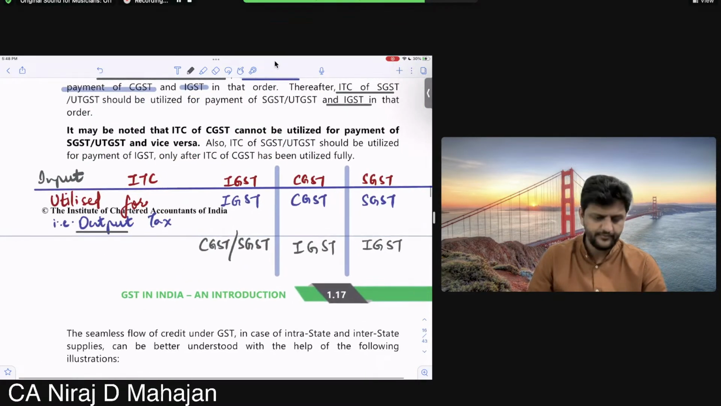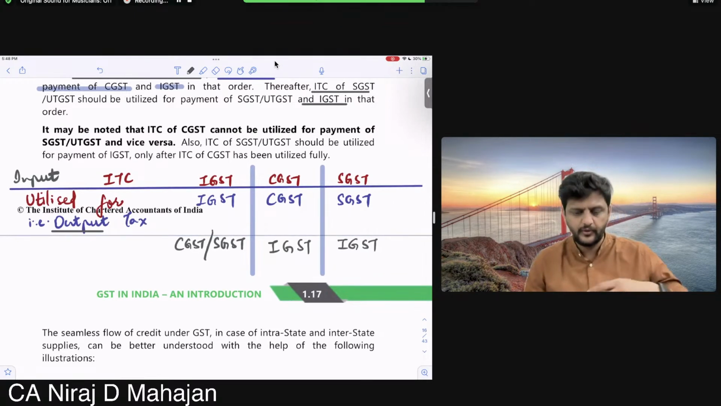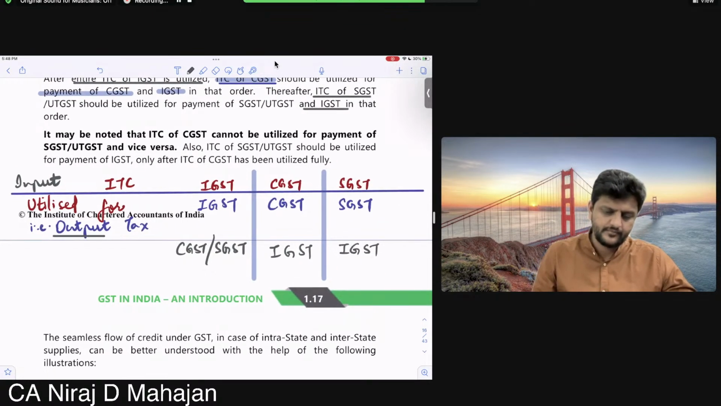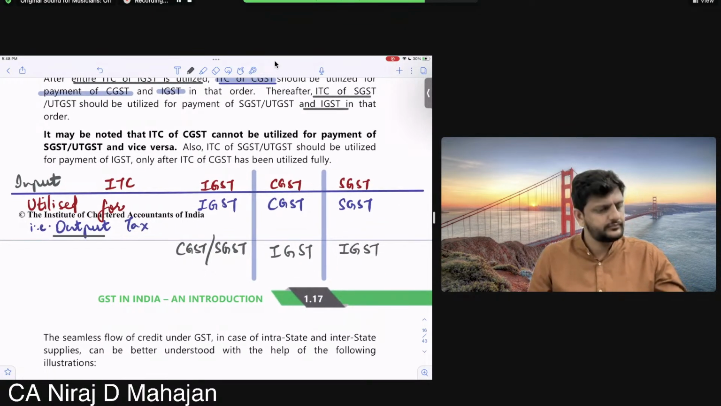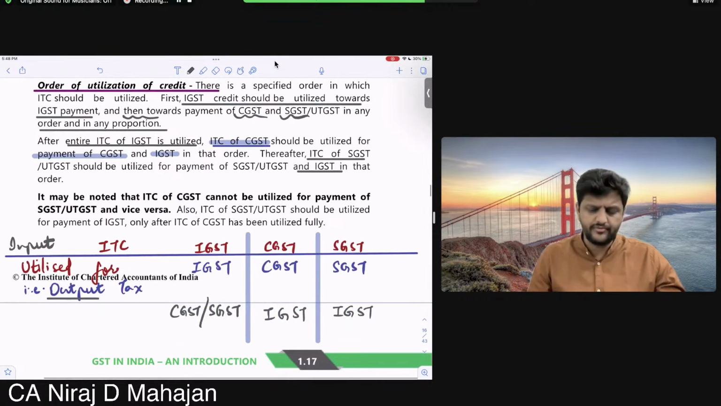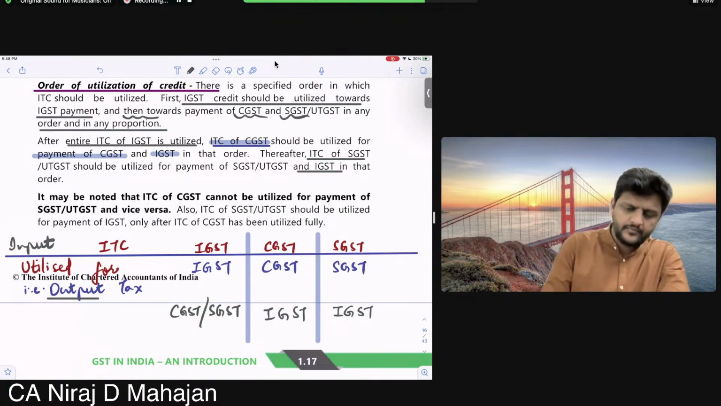Write down, children, okay? Priority of set off. Write the same name. Order of utilization of credit. Order of utilization of credit and write this diagram. ITC means, so you know, right? This must you understand or no?